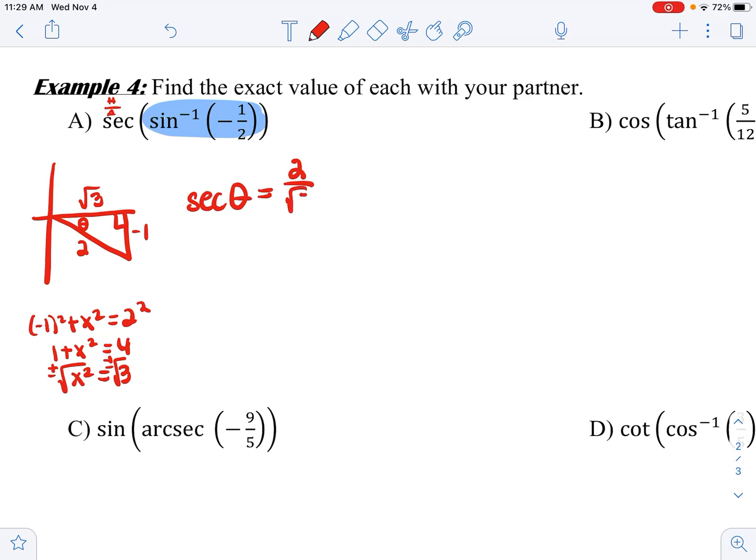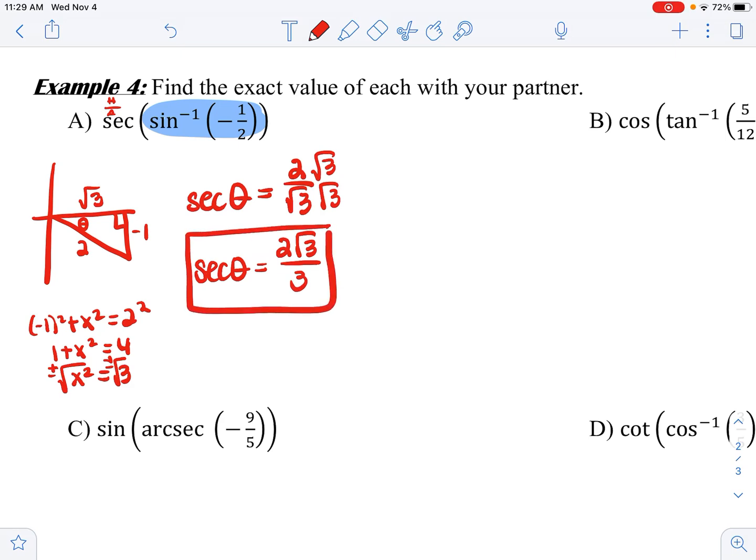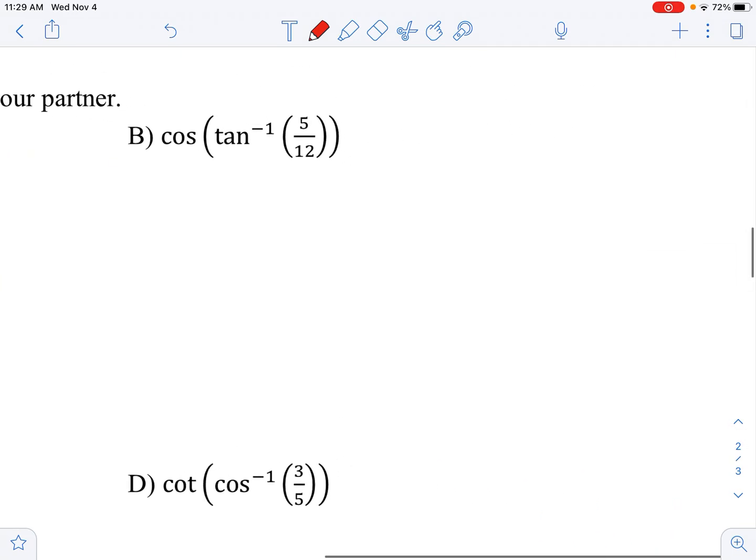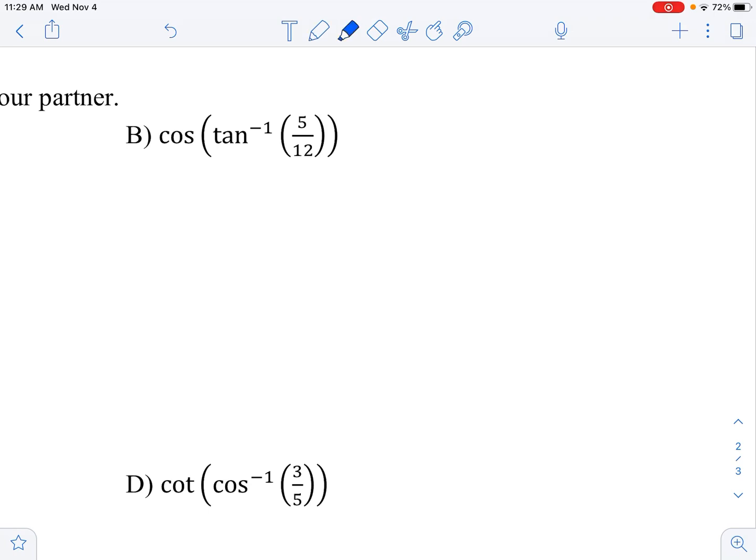Then I need secant, which is, secant of theta is hypotenuse, which is 2, over adjacent, which is root 3. And then I have to rationalize by multiplying by root 3 over root 3. So I get the secant of that angle is 2 root 3 over 3. All right, B.